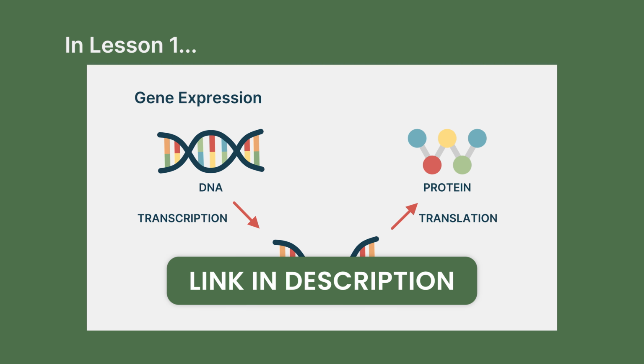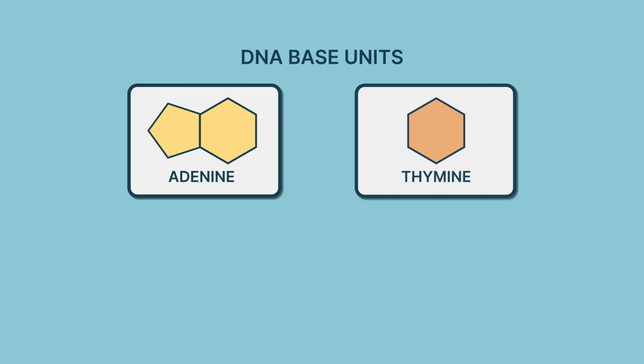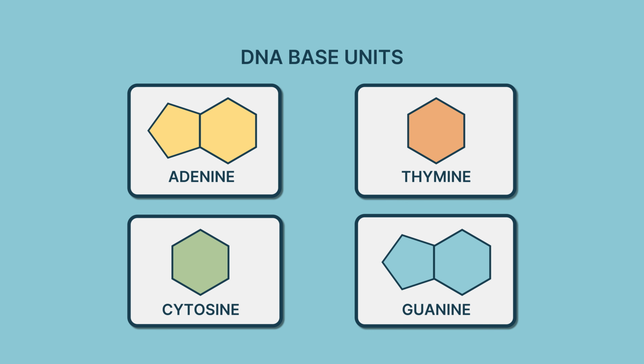In Lesson 1 of this course, the DNA base units that Dr. Van Ness is referring to were explained. These base units are adenine, thymine, cytosine, and guanine. Adenine always pairs with thymine, and cytosine always pairs with guanine, forming the steps of the DNA ladder.